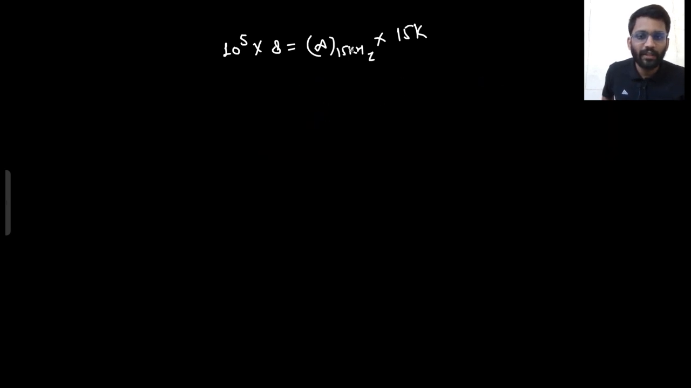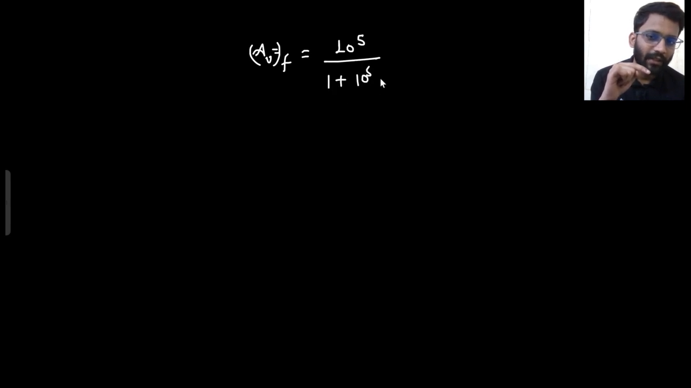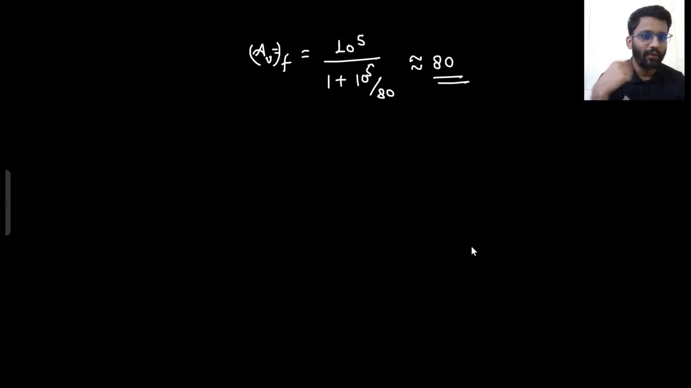One more way, what can be one more way, that you know that your gain will be decreased in the negative feedback by 1 plus a beta factor. So what will be your gain with feedback? What was the initial gain? 10 to the power 5 divided by 1 plus a beta, 10 to the power 5 by 80. So this one is very less. So your gain will nearly be equals to 80 only. This is your gain. Now what will be your bandwidth?